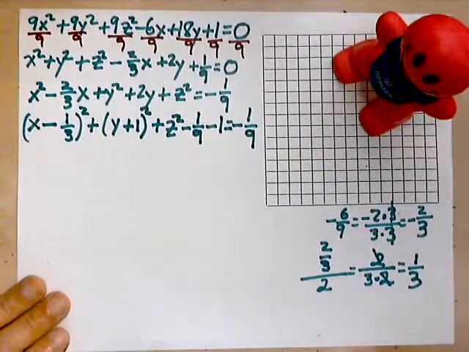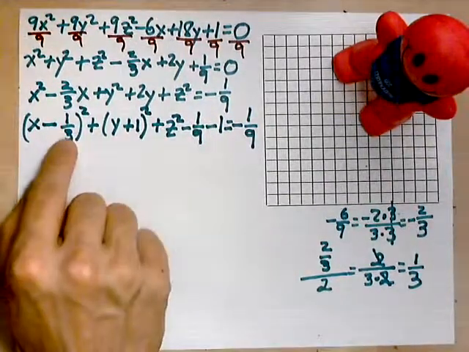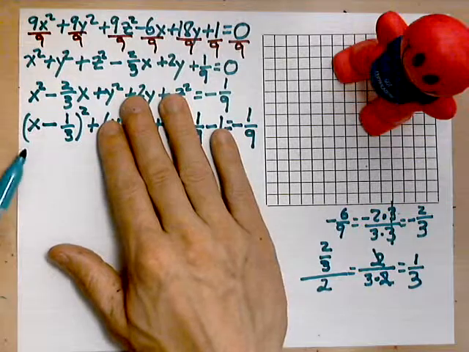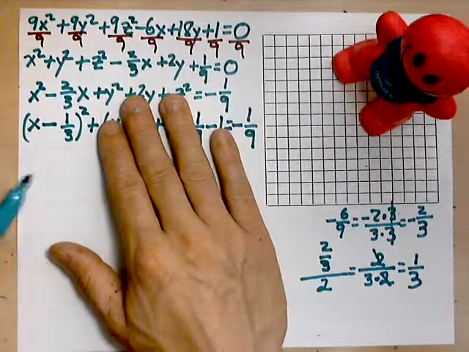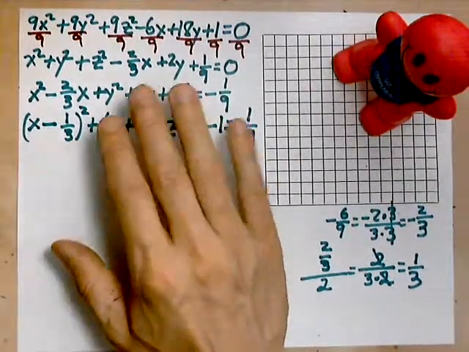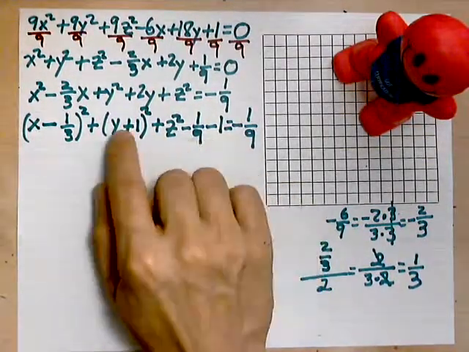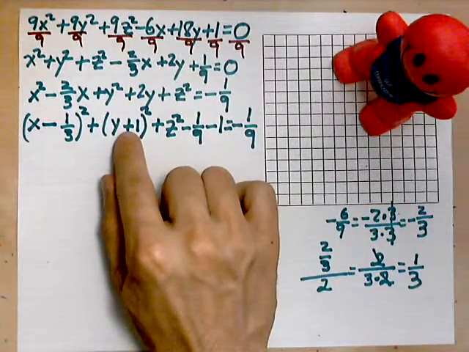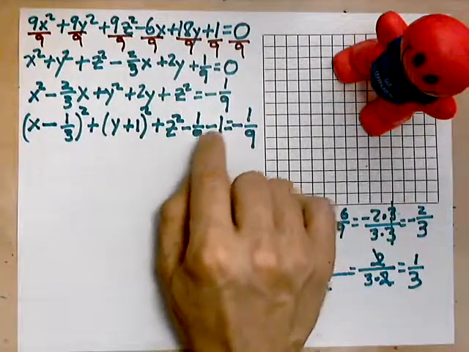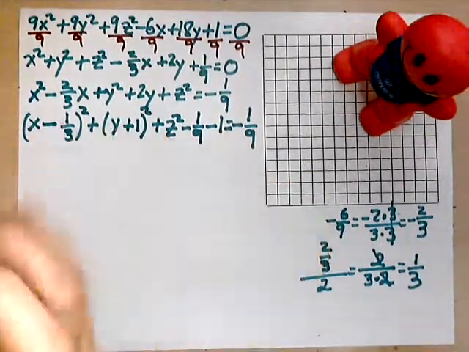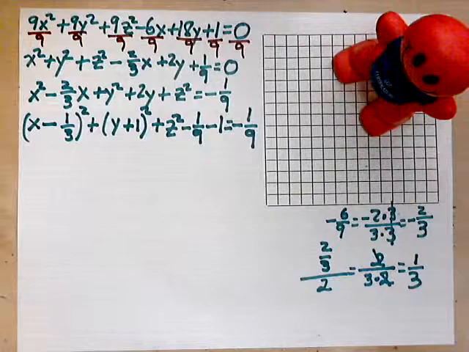Okay? This negative 1 ninth comes from the fact that if we expanded x minus 1 over 3 and multiplied that out, that would give you a positive 1 ninth extra. So to cancel it, you've got to subtract away the 1 ninth. If you foiled out y plus 1 squared, that would give you an extra 1, which you have to get rid of by subtracting 1. That's why you've got to have these included. If you don't, you are completely changing the nature of the problem. You've got to take that step. Okay.